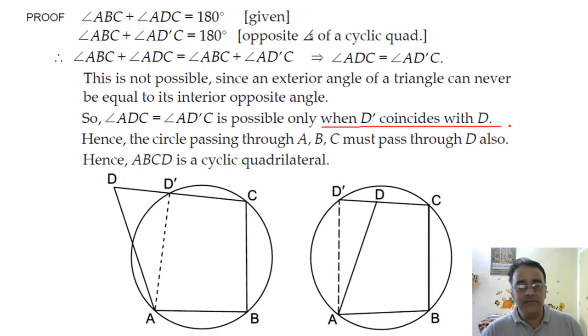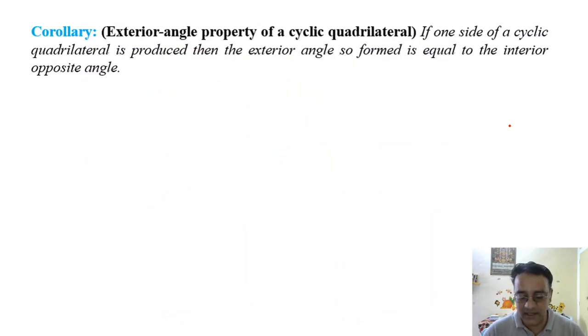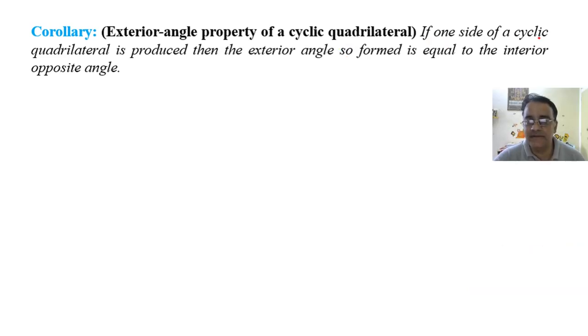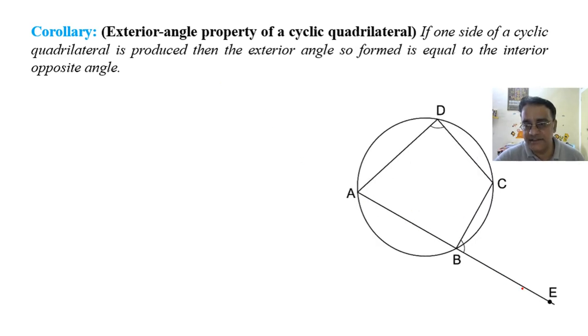Okay, now we are moving towards one very important corollary which is not given in our NCERT textbook, but it is given in the old NCERT textbook. Exterior angle property of a cyclic quadrilateral: if one side of a cyclic quadrilateral is produced, see the diagram, this AB up to E, then this exterior angle is equal to the interior opposite angle. Both are equal, we have to prove it. Is the statement clear? Yes, sir.